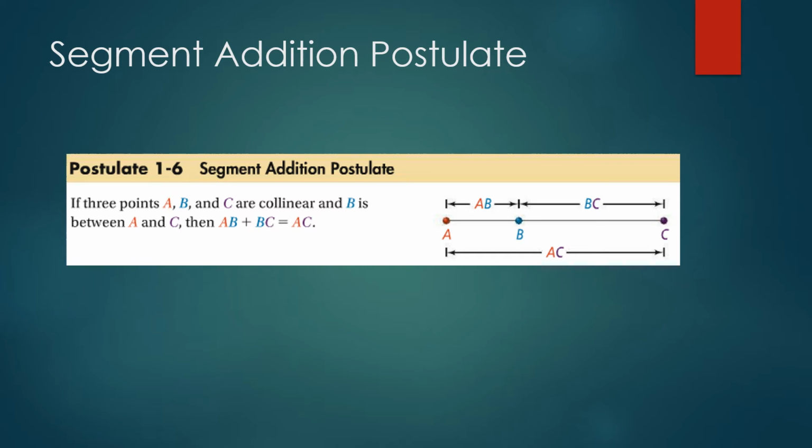So if we look at this picture, we've got A, B, and C, they're all on the same line. And B is in the middle. If we go from A to B, and then B to C, and we add those two distances together, then we end up with the whole length of AC. So you can add two small segments together to get a big segment. That should make a lot of sense, which is again why it's a postulate.